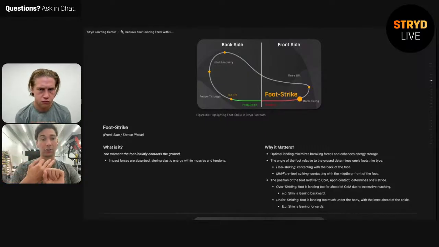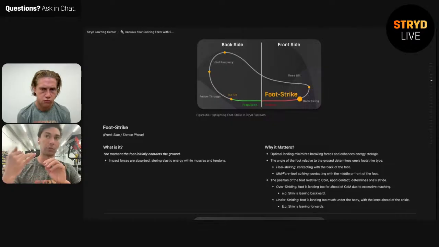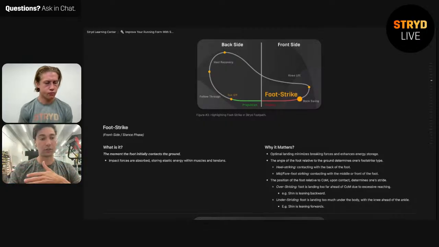What it is just tells you exactly what's happening at that point. For example, foot strike is the moment that your foot contacts the ground. And then why it matters is, effectively, why does it matter that we care about this point? Why is it more salient than any other point that we could mark on this footpath tracing? For foot strike, for example, it determines your foot strike pattern. Are you heel striking? Are you midfoot, forefoot? Are you overstriding, understriding? And this is just all context for effective force generation, which plays into a lot of other parts of the footpath as well.